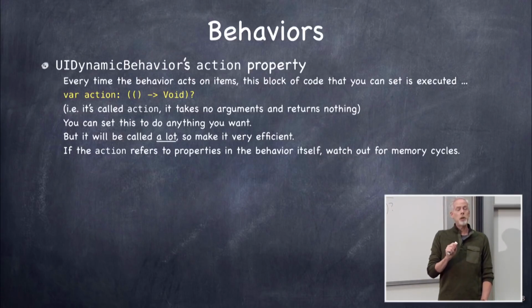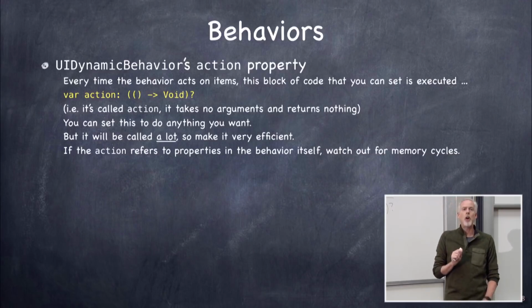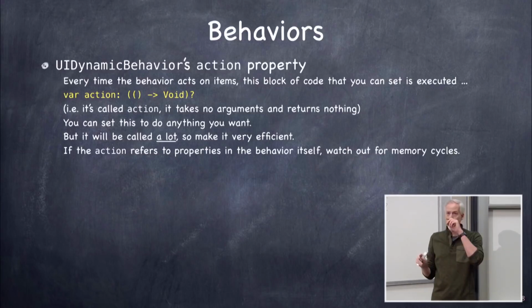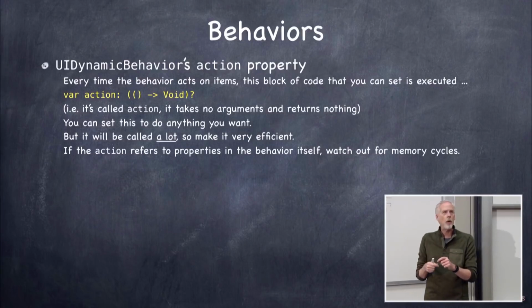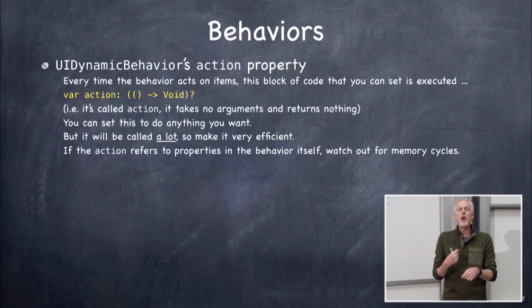Okay, so a push behavior that's instantaneous gets called once, because only once does it act on the object. But a collision behavior is always acting on the object, or a gravity behavior, always. So this thing is getting called a lot. Never put any code in here that takes a long time to execute, because it'll slow your animation rate way down, because these action closures are being called all the time.